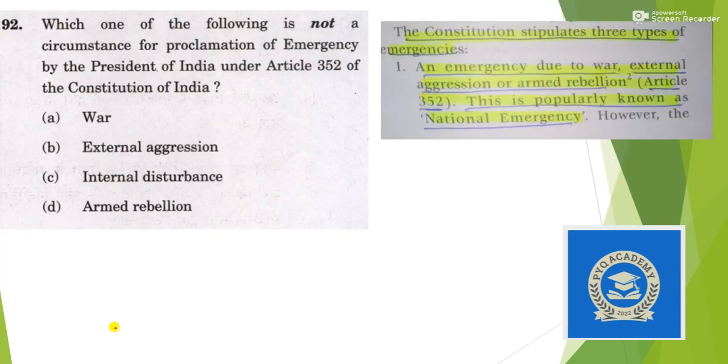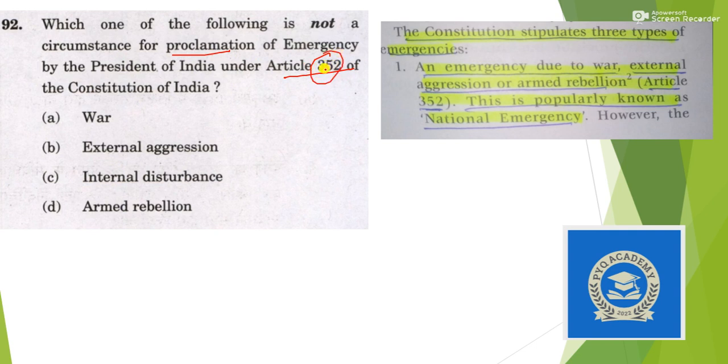Next, which one of the following is not a circumstance for proclamation of emergency by the President of India under Article 352 of the Constitution? Remember that whenever the word proclamation is used, it is being used for Article 352.